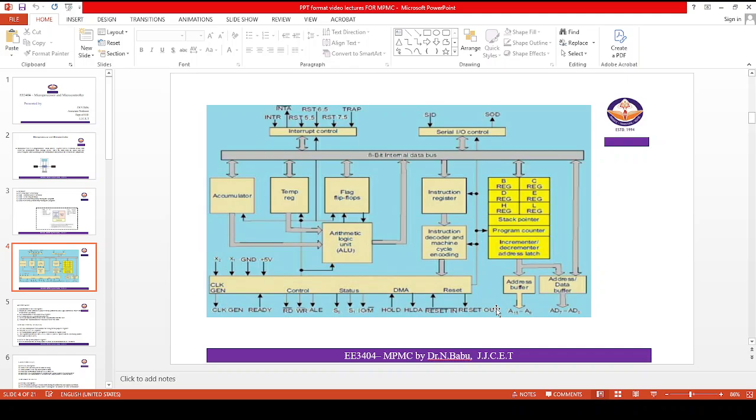Next one, the temporary register. During the execution of some instructions, it is used to hold data temporarily.